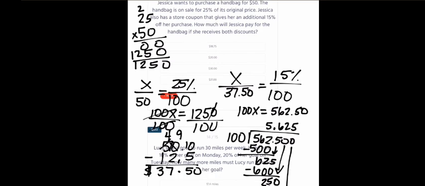Let me make some space. 5 times 100 is 500, leaving 0. That's the discount. x equals 5.625. And now I'm going to subtract it from the 37.50. So I'm actually going to erase this and put it down here, so it's a little easier.